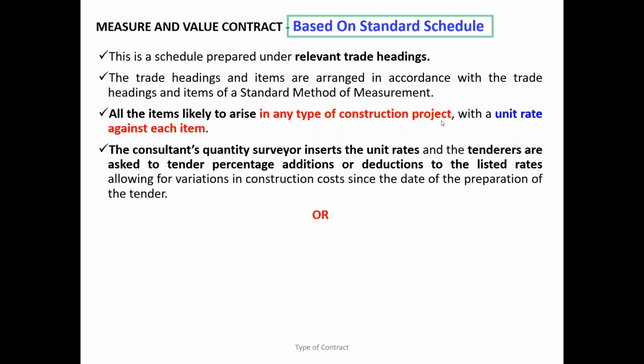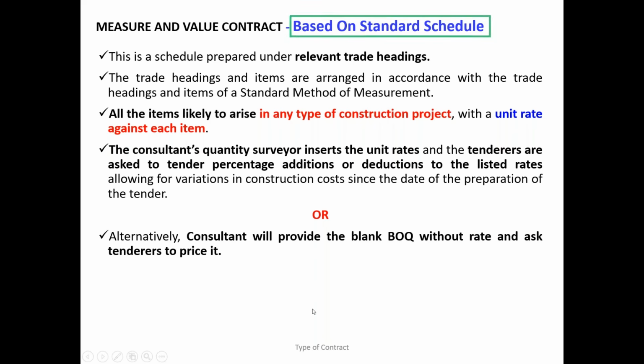So what is the second method? You are all familiar. Okay, a blank BOQ is given without any rate, and the bidder has to price it.